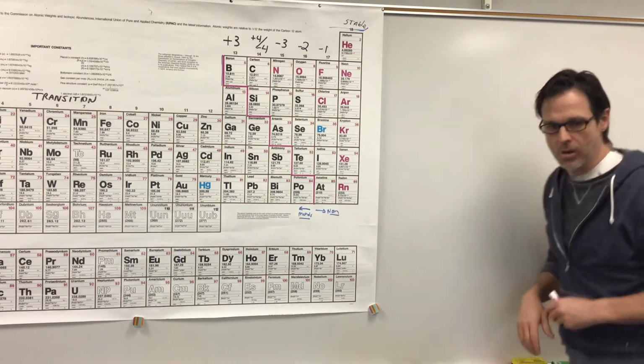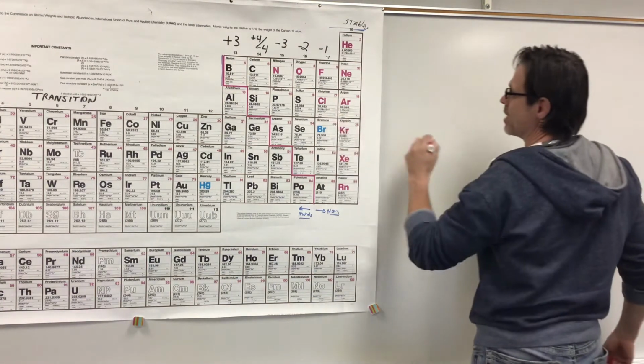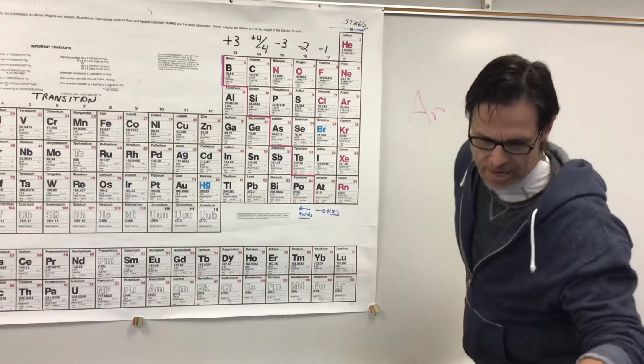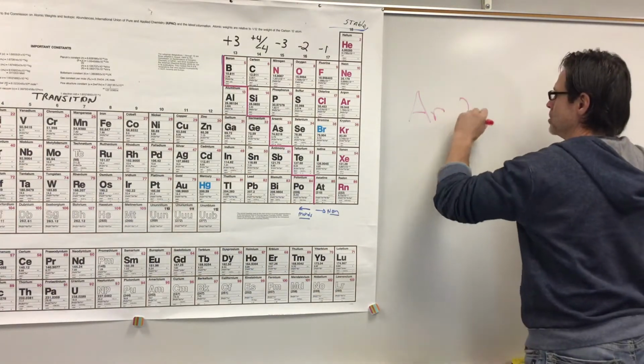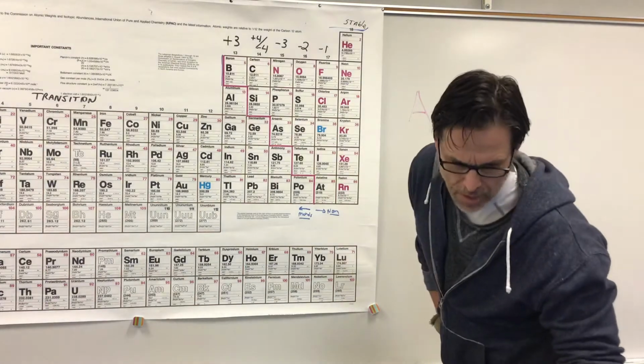Okay? So I'm going to look at the first one there. The first one, number 3, says, how many moles are in 22 grams of argon? So argon happens to be right here, so I picked that one. So I have argon, okay? And it says I have 22 total grams of argon, and it wants to know, how many moles do I have?